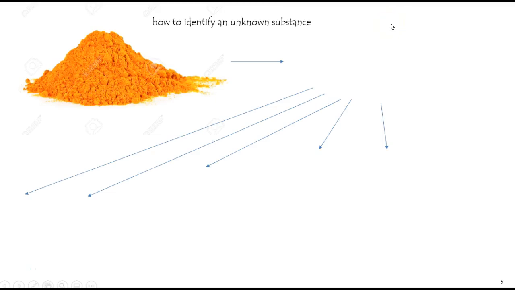Hey, this is Dr. B, and let's learn how to identify an unknown substance. A couple of points I'd like to make. One, chemistry is the study of matter, and in its simplest form, it's in many ways just an attempt to figure out what everything is made out of. This is how you do it. So this is a fundamental part of understanding chemistry.